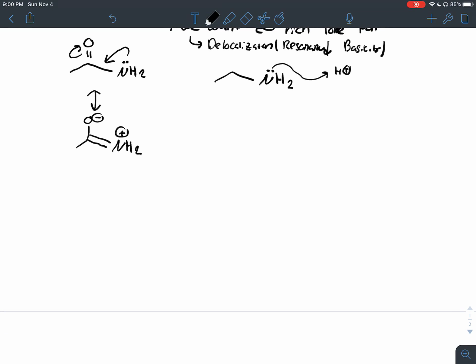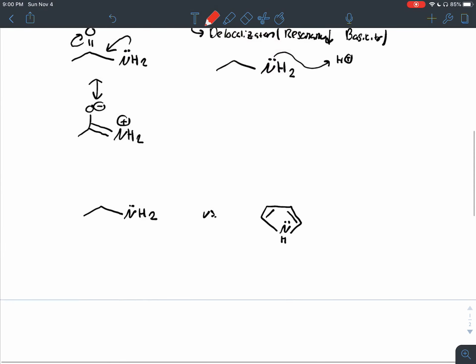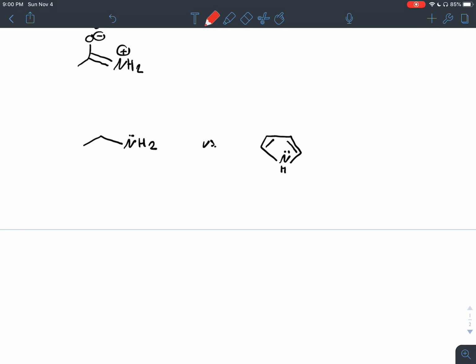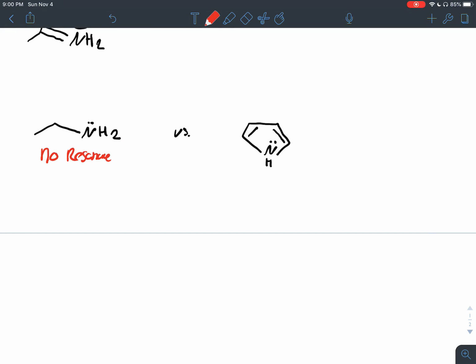So knowing that, NH2 versus H. Pause the video and circle which one is the better base. So hopefully you did that, and let's look. Here, this has no resonance whatsoever. So that's a great candidate so far. Let's look at the second molecule.